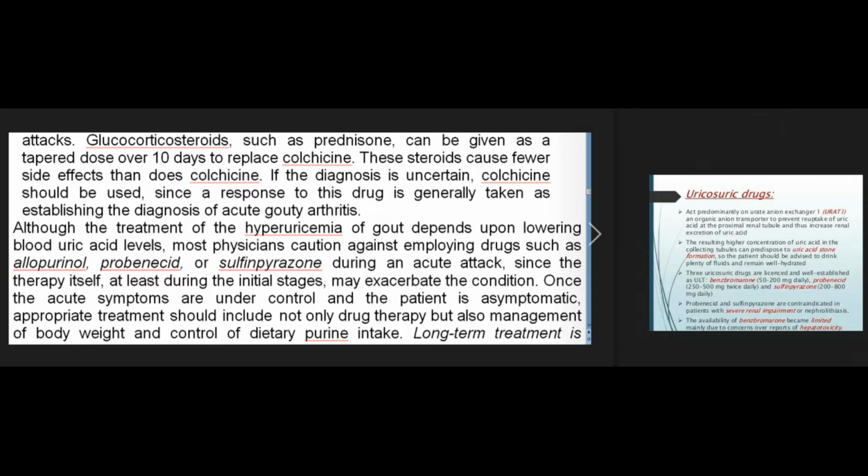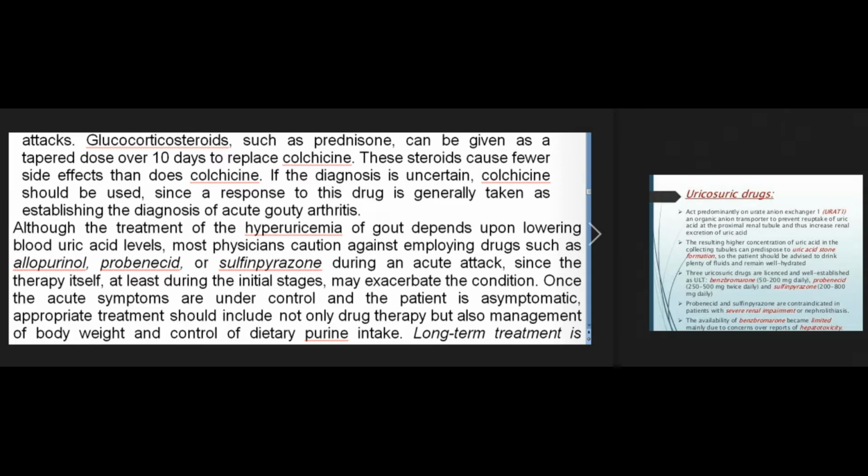Glucocorticosteroids, such as prednisone, can be given as a tapered dose over 10 days to replace colchicine. These steroids cause fewer side effects than does colchicine. If the diagnosis is uncertain, colchicine should be used, since a response to this drug is generally taken as establishing the diagnosis of acute gouty arthritis.